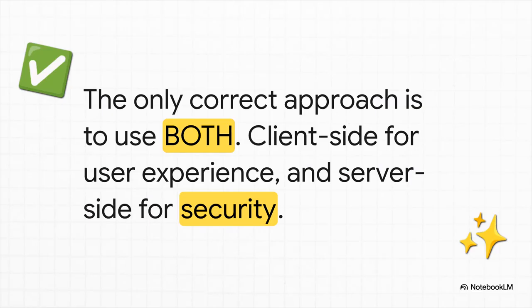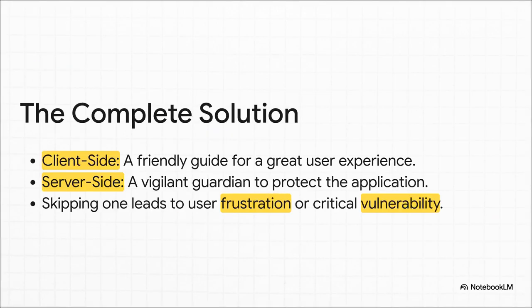So which one do you pick? The fast and friendly guide or the tough and vigilant guardian? Well, it's a trick question. You don't pick one. The only right answer, the absolute best practice, is that you need both. Here's the complete solution. It's a team effort. You use the friendly guide, the client-side validation, to give your users a great, smooth experience and help them succeed. But you always back it up with the vigilant guardian, the server-side validation, to protect your application and treat all incoming data as untrustworthy. If you skip one, you're either going to have really frustrated users or you're going to have a massive security hole.